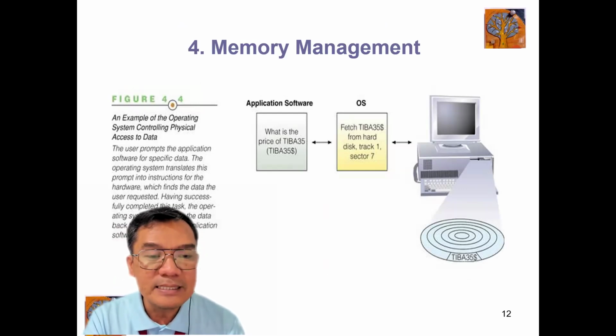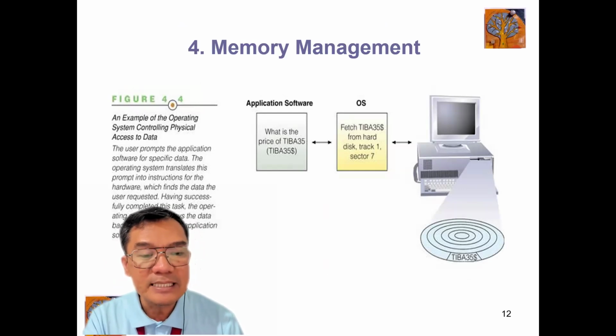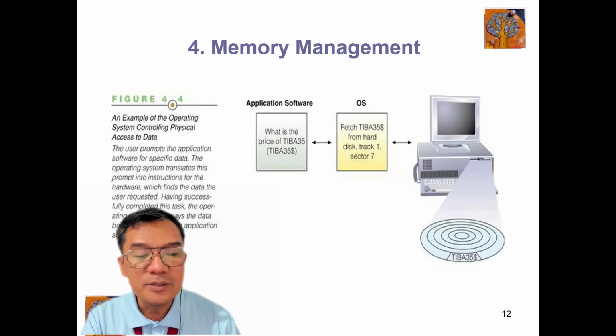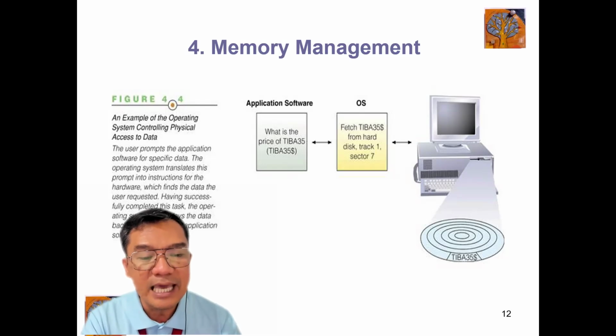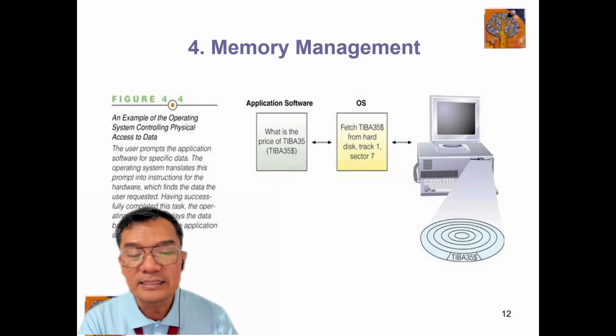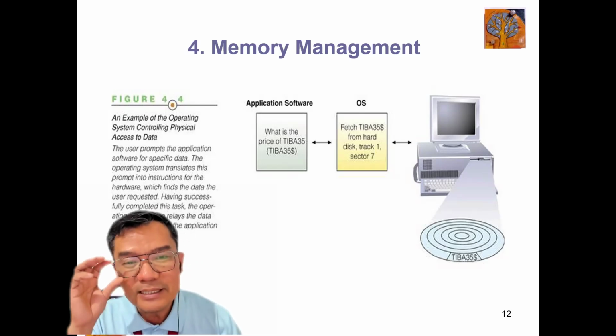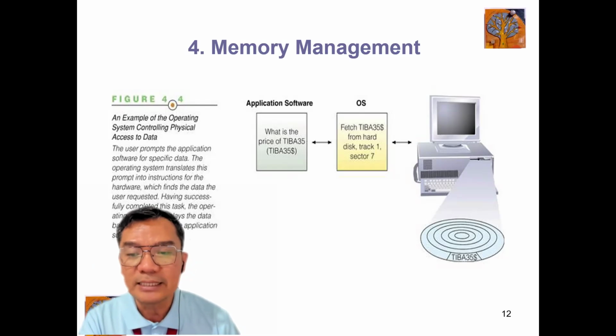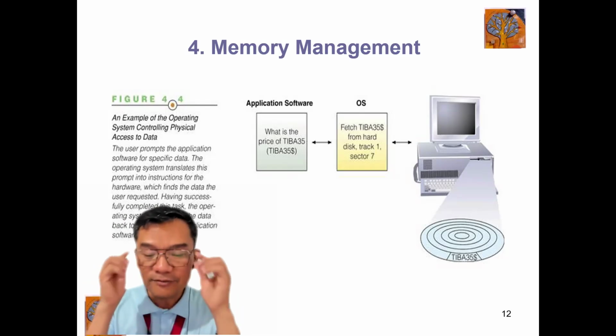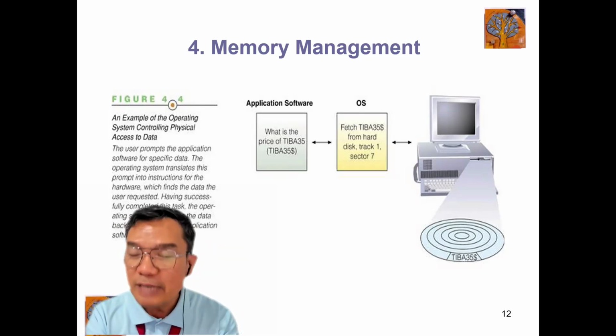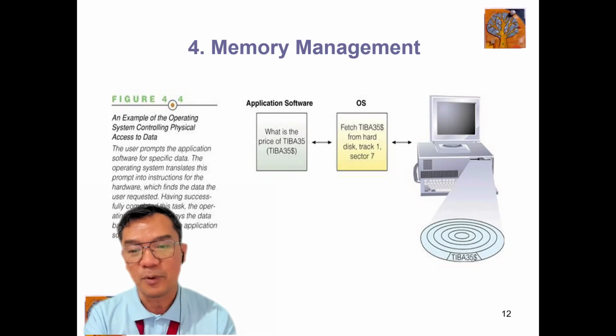So an example of the operating system controlling physical access to data: the user prompts the application software for specific data. The operating system translates this prompt into instructions for the hardware, which finds the data the user requested. Having successfully completed this task, the operating system then relays the data back to the user via a certain application software. So the memory management illustrates how the various components interact that will run during the use of the application software.